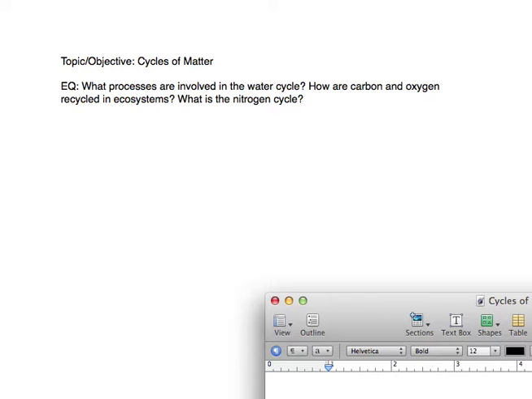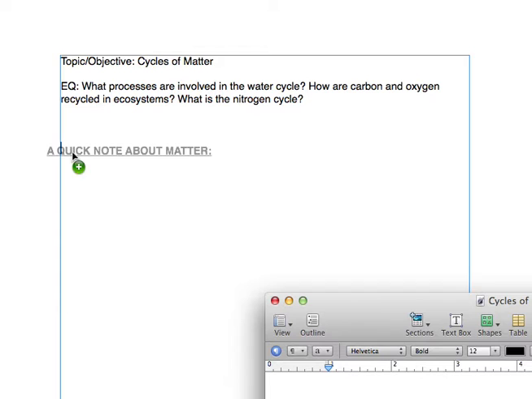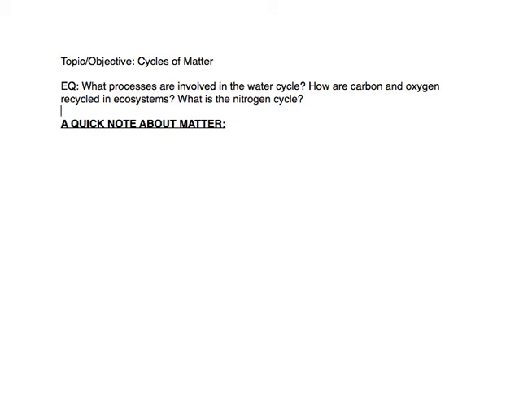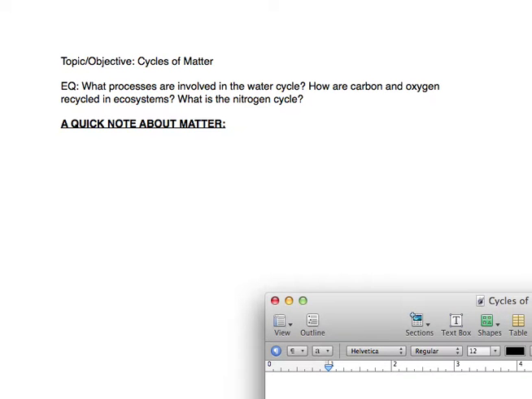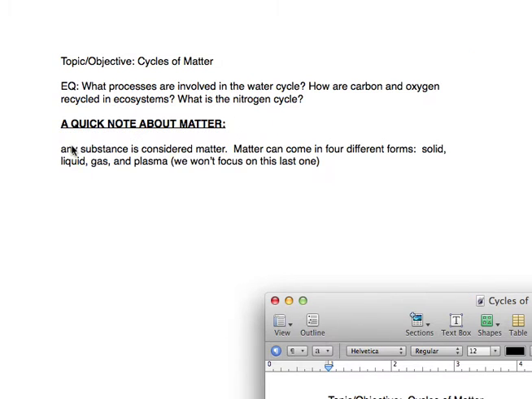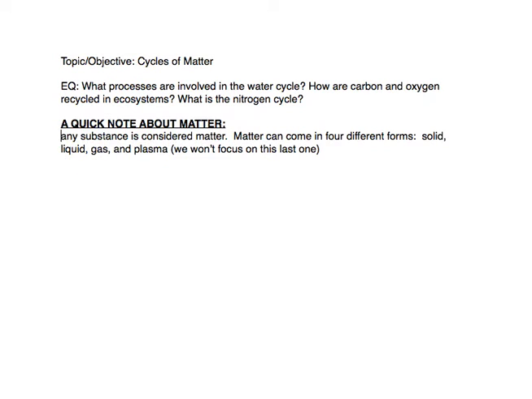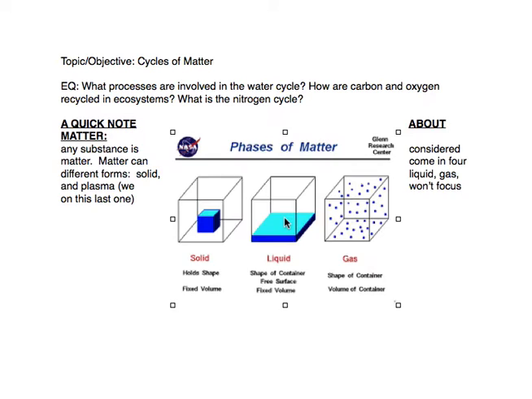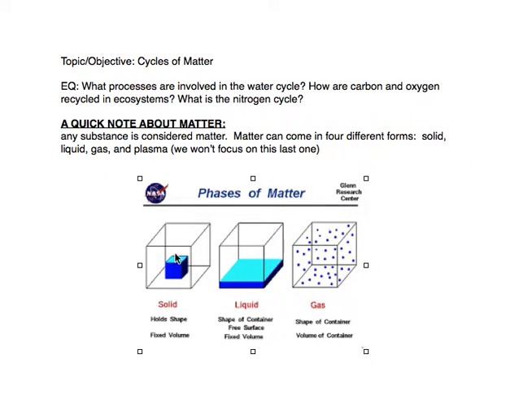Before we get started in the cycles themselves, I want to make a quick note about matter. At the beginning of the reading, it mentions what matter is, and so I want to make sure that we understand what matter is. Matter is any substance, basically, and it can come in 4 different forms: solid, liquid, gas, and something called plasma, which we're not going to focus on. Here is a little picture just to remind you of the phases of matter: solid, we all know what a solid is, liquid, and gas.